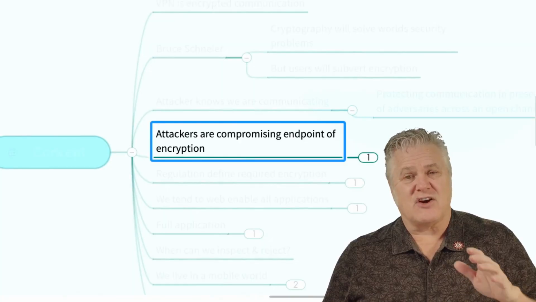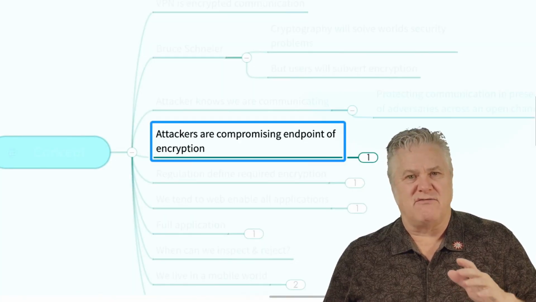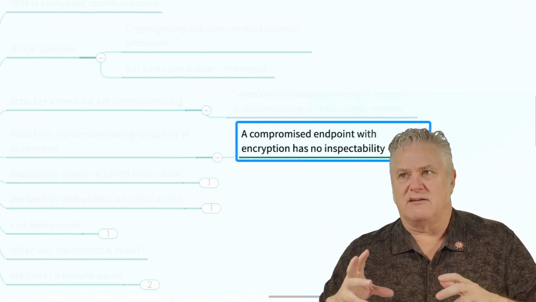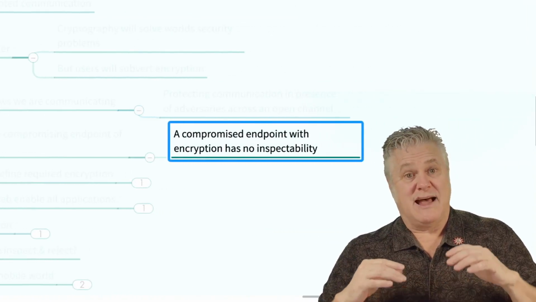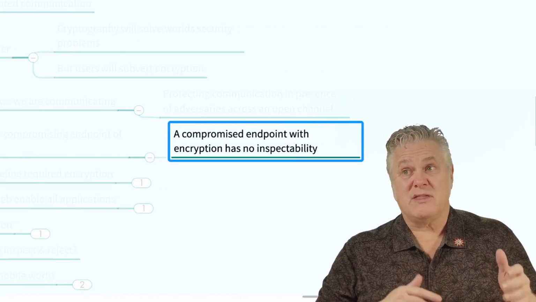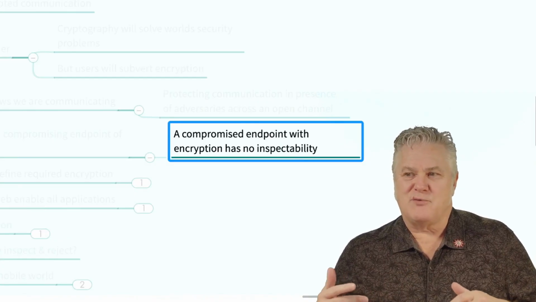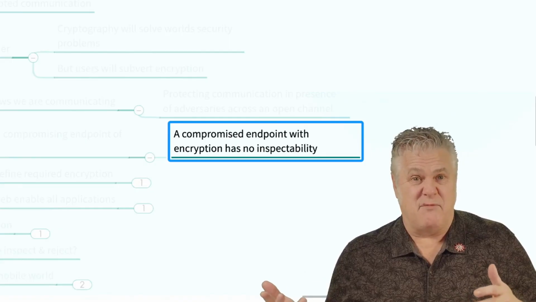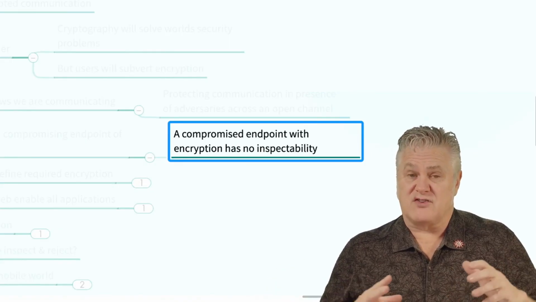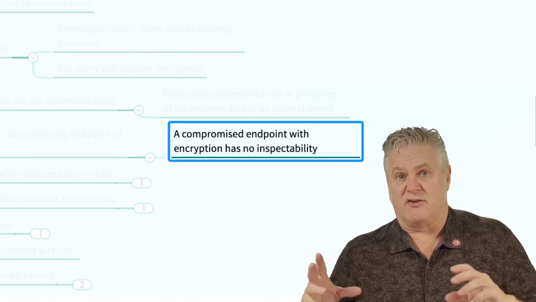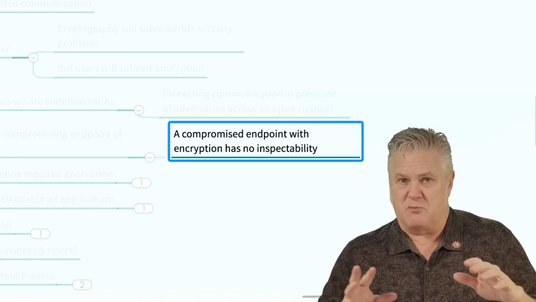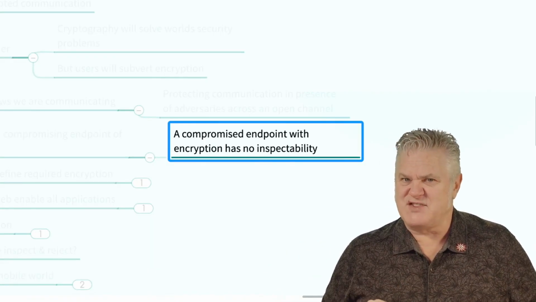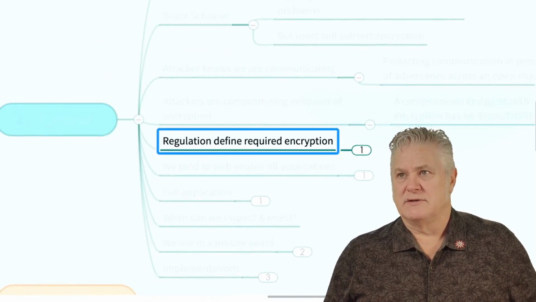The attackers are compromising the endpoints of the encryption. So they're going in and grabbing hold of that device and compromising it. This compromised endpoint with encryption has no, and this is my word, inspectability. And that's the problem that we run into. Certain vendors have solved this problem, and then other vendors say, well, that's your problem. And we have to couple those two things together. So we have no inspectability, as it were.